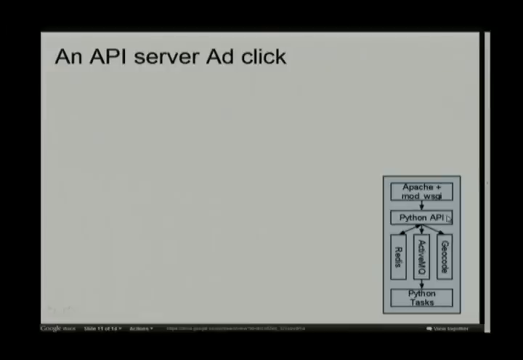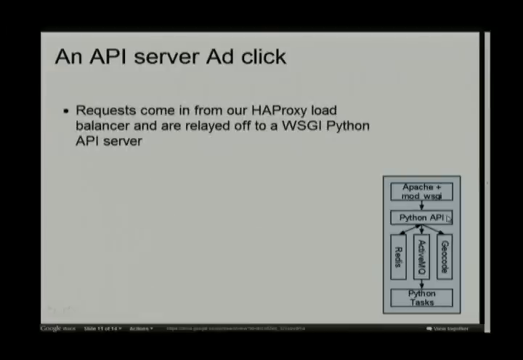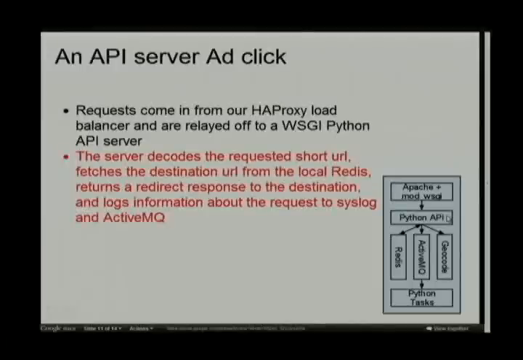An ad click, same stuff, load balanced. The server decodes the requested short URL, fetches the destination URL from Redis, returns a redirect response to the client so that the client can get the final destination, and it logs the information about the request to syslog directly. And I'm explicit about it here because this is very important for billing for us, because you like to have one true source of data, and for us that was Postgres.